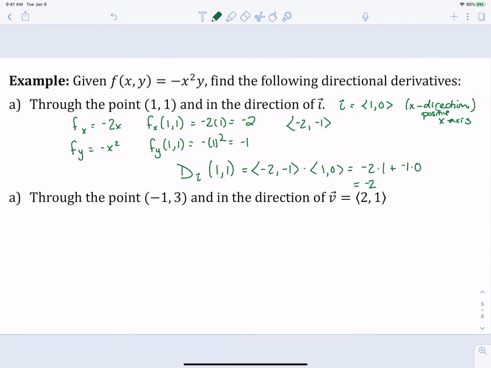But again, the idea is that if we are standing at that point 1, 1 and we go in our direction that's parallel to the x-axis, we're going to start out at a slope of -2.